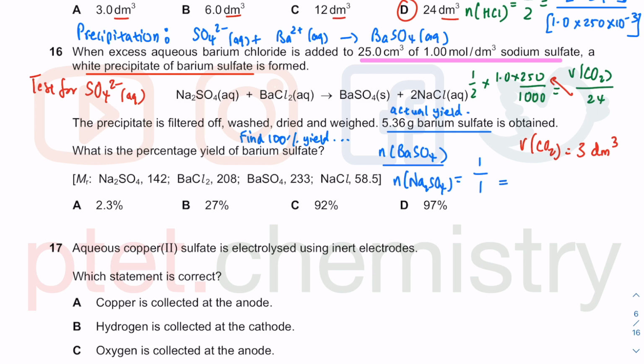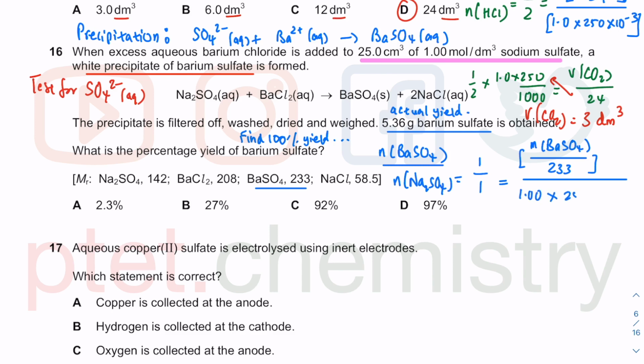So what I can say is going to be, if I have on the top, what do I have? I want the mass of barium sulfate. So the mass of barium sulfate, dividing that by the Mr of barium sulfate, which is already given in the question very, very generously. At the bottom, I'll have n equal to C times V, because I have solution. So 1.00 mole per dm cube times 25.0 times 10 to the minus 3.